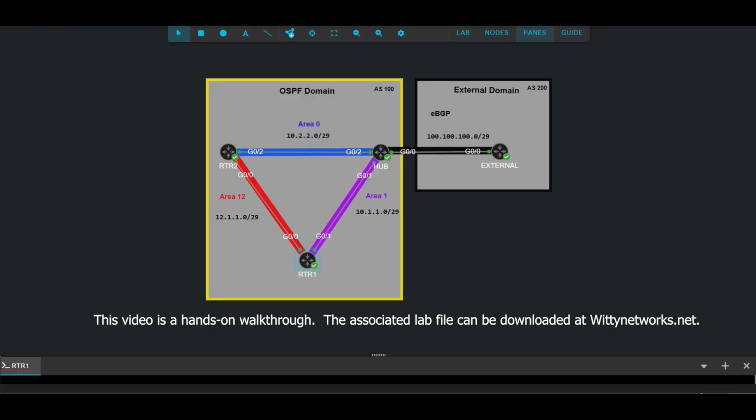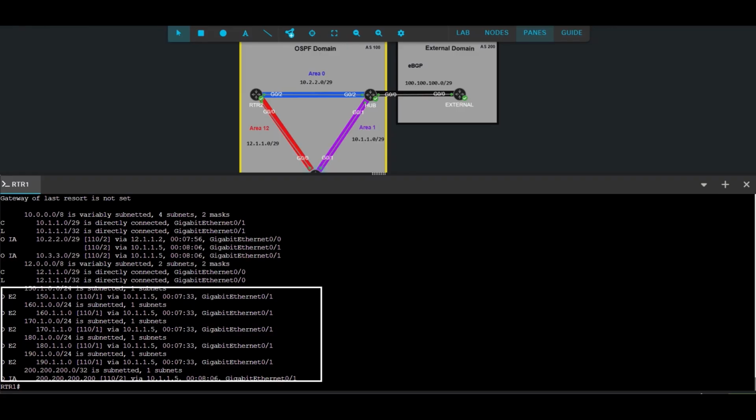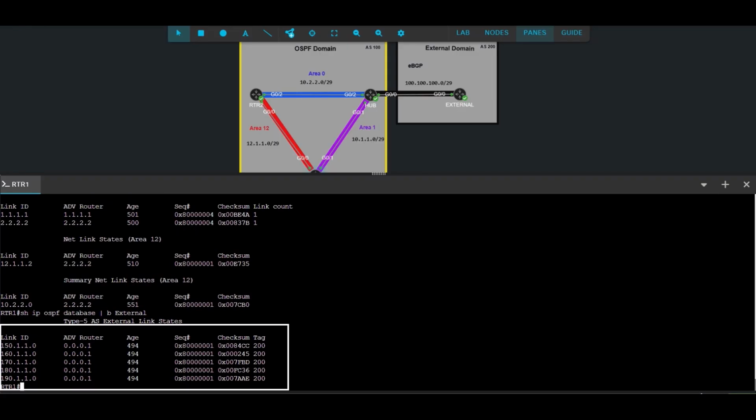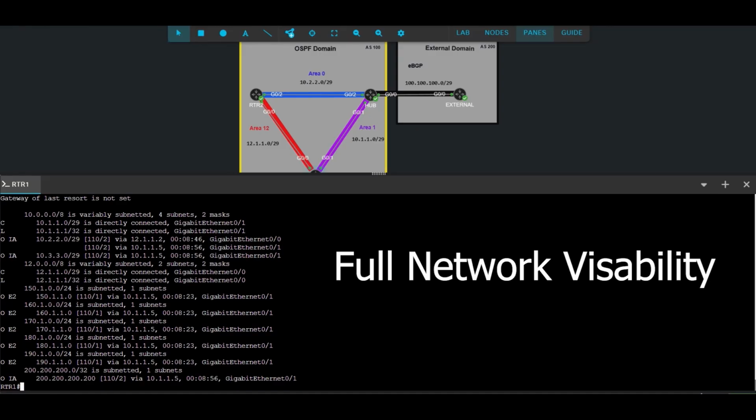Log into Router 1. The following are of importance to this lab. There are 5 OSPF external E2 routes. These routes correspond to these 5 external LSAs. There are also 2 inter-area paths to the network 10.2.2.0/29. Currently, Router 1 has full visibility of the inter-area and external routes.